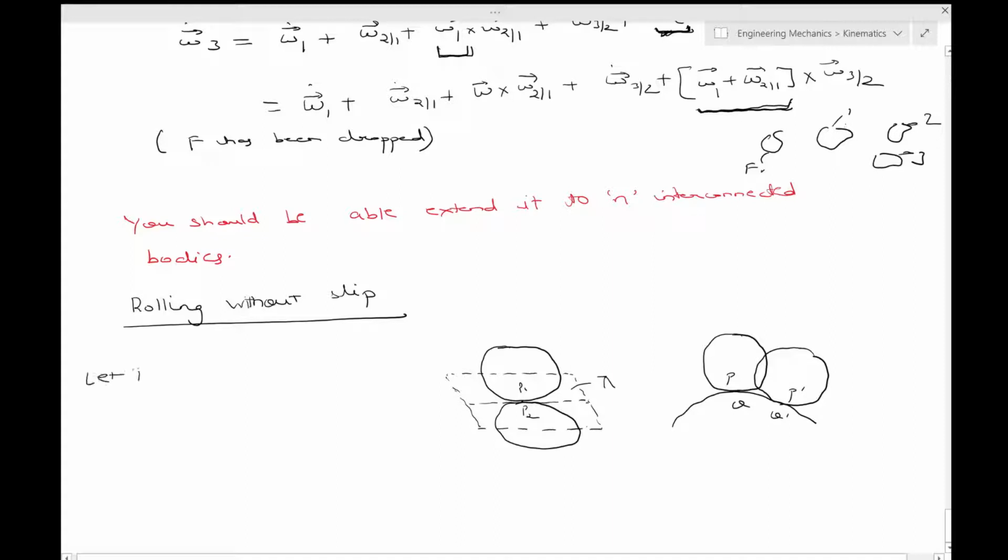So let the material point P1. Now by this time, if you have forgotten about the material point and how it was defined in terms of the continuum hypothesis, this is a good time to pause the video and go back and learn about this concept of material point. Okay, so let the material points P1 and P2 of bodies 1 and 2 be in contact at time t1.